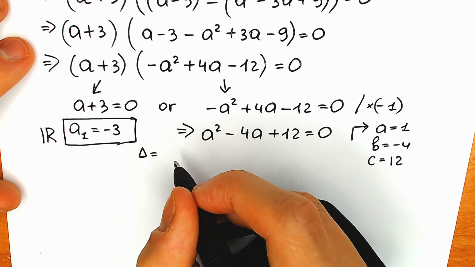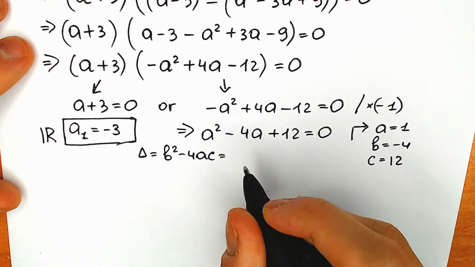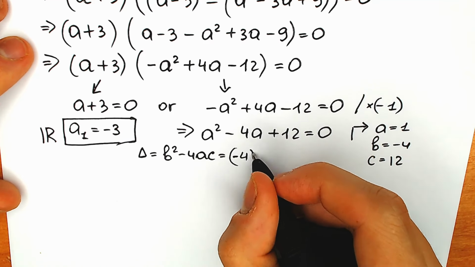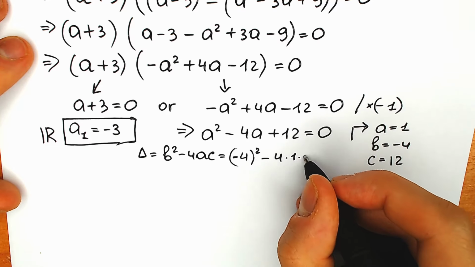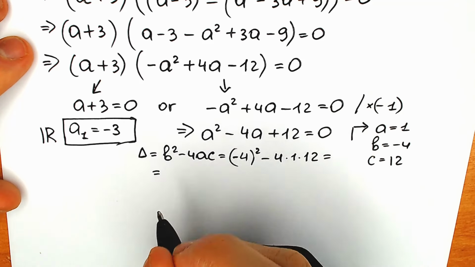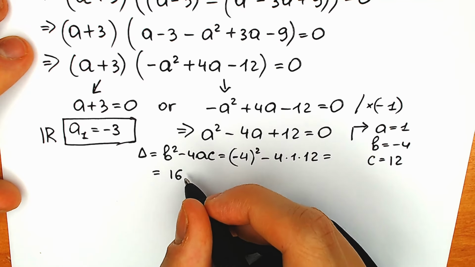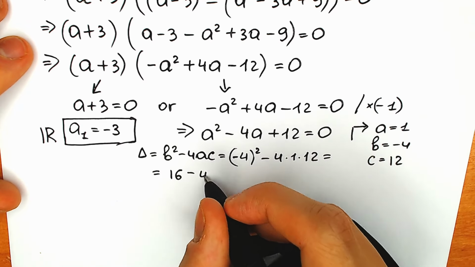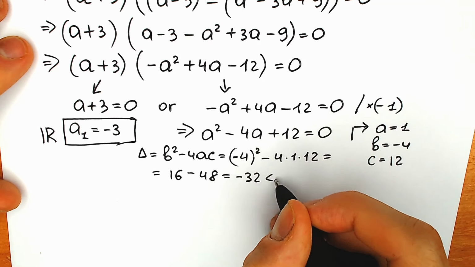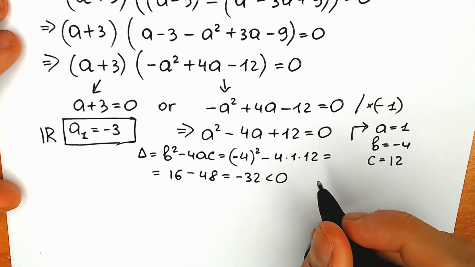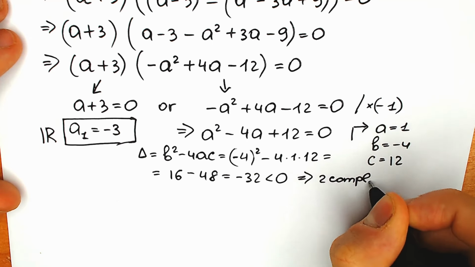Right now let's plug in these coefficients. First of all, let's find the discriminant. So b square minus 4ac, yeah? We have b square, minus 4 square, minus 4 times a times 1, and c, we have 12. As a result, minus 4 square, we have 16, minus 48. So as a result, our discriminant is negative, so minus 32 is less than 0. So it means that in this branch, we will have two complex roots.